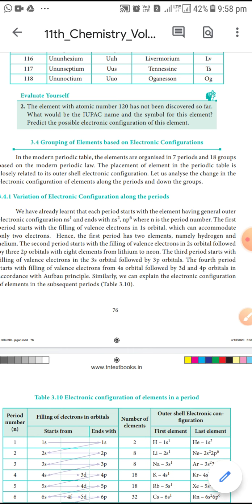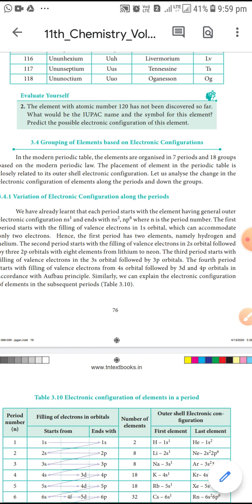The second period starts with the filling of the valence electron in the 2s orbital, followed by the 2p orbital, with 8 elements from lithium to neon. The third period starts with the filling of the valence electron in the 3s orbital, followed by the 3p orbital. The fourth period starts with the filling of the valence electron from the 4s orbital, followed by 3d and 4p orbitals according to the Aufbau principle. In the fourth period, the filling of 3d orbitals starts with scandium and ends with zinc.